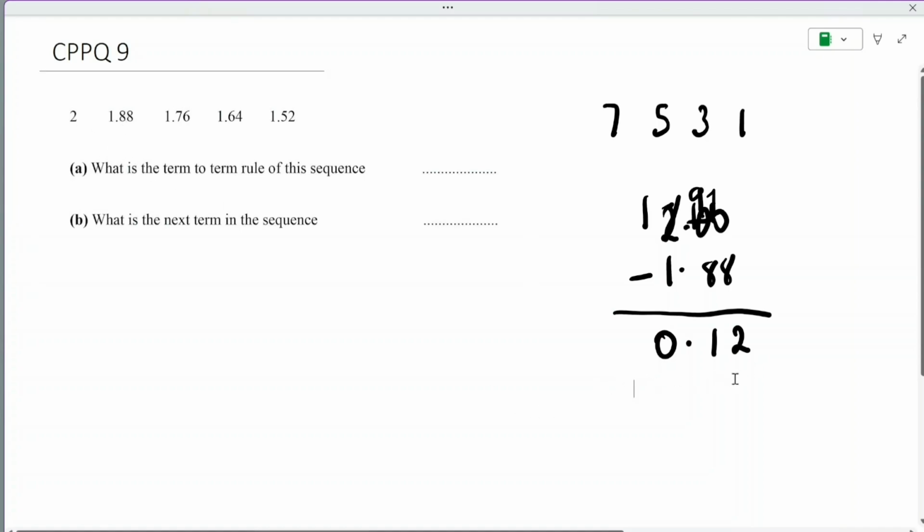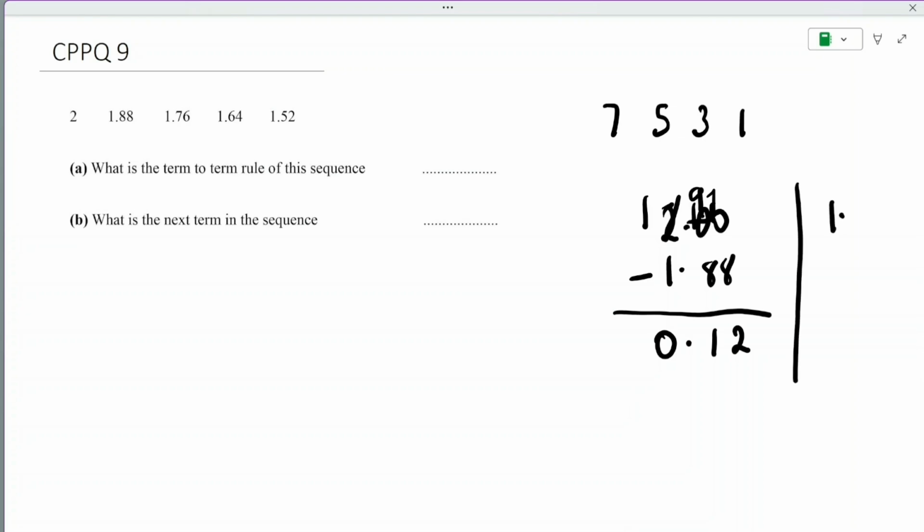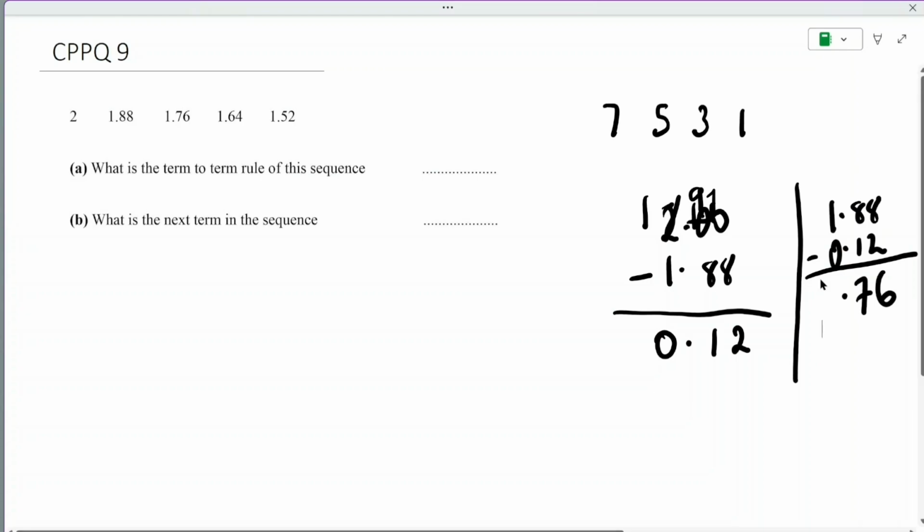But you can't stop here. You might have to confirm if it works for 1.88 dropping to 1.76. So we subtract 0.12 from 1.88. We have 1.88, then 0.12 you subtract. 8 minus 2 will give you 6. 8 minus 1 will give you 7. Dot. 1 minus 0 will give you 1. So we see that this works. So the term-to-term rule of this sequence is subtract 0.12.